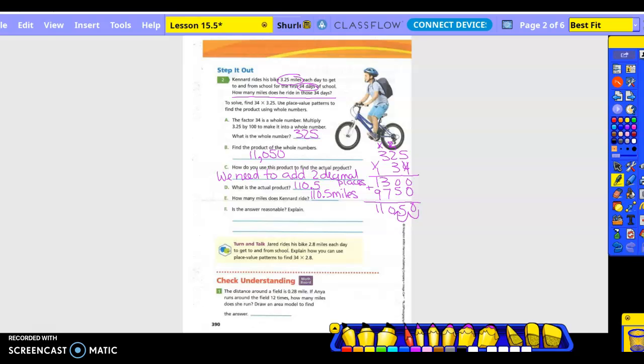Okay, check understanding. The distance around a field is 28 hundredths miles. If Ayana runs around the field 12 times, how many miles does she run? Draw an area model to find the answer. So we have our 28 hundredths of a mile, 12 times, and then how many miles does she run? So I can just go ahead and write 28 times 12. Does the decimal matter right now?